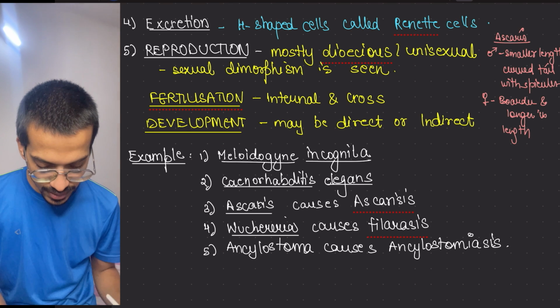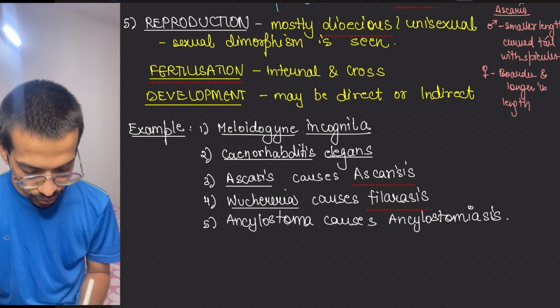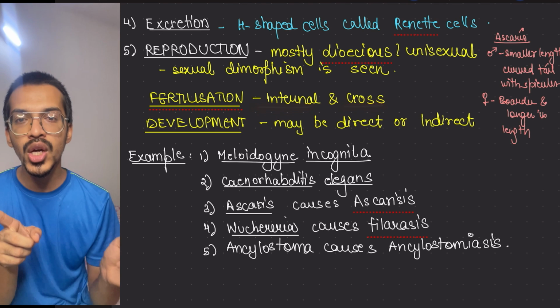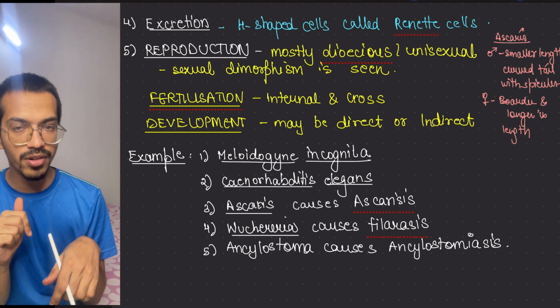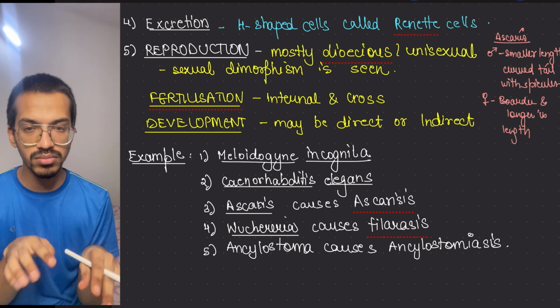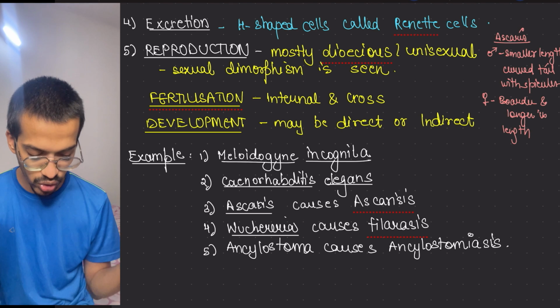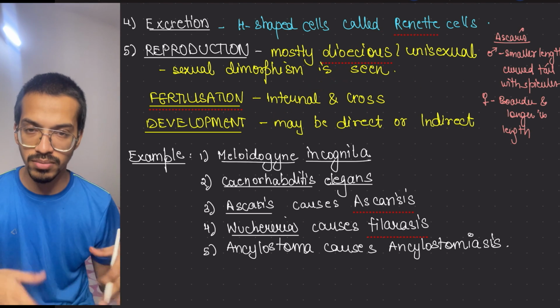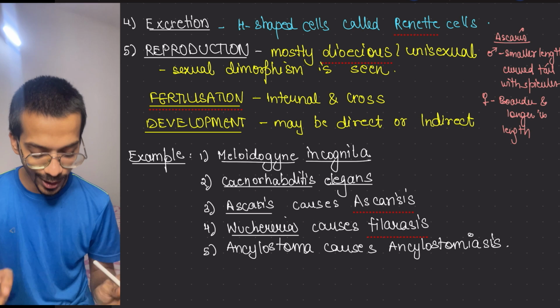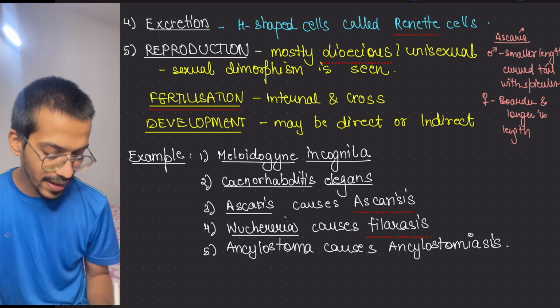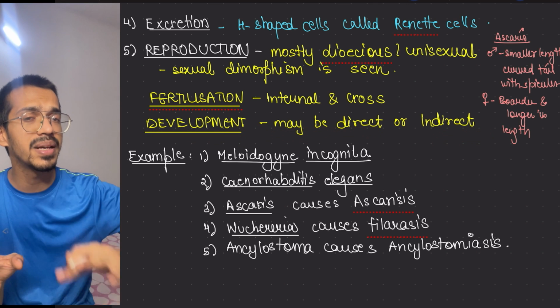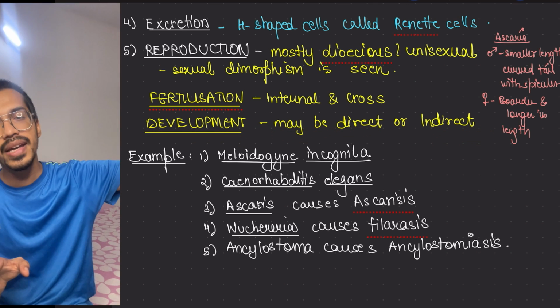Okay, now the next thing is fertilization. The fertilization is internal and cross, because male and female are there, so they don't have self fertilization, different organs. Because they are dioecious, it will be cross only. Internal means inside the female body it will occur, not in the host intestine or any other area. Then development is what? Maybe direct or indirect. Everything you will study about the Aschelminthes in detail in your 12th class.